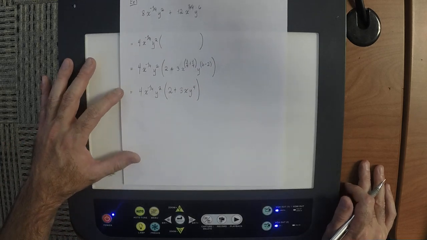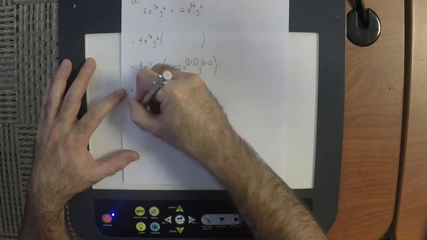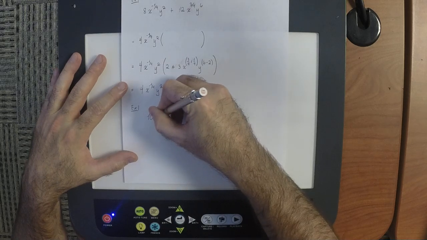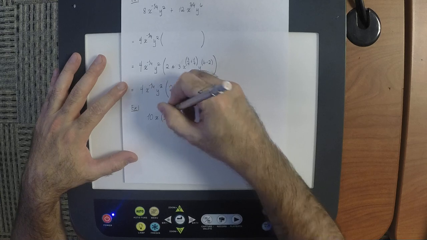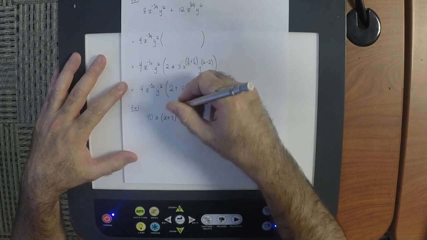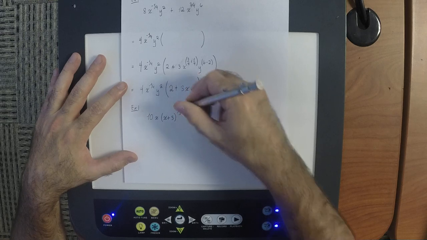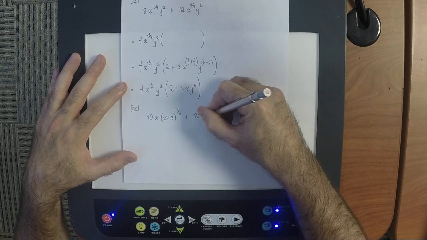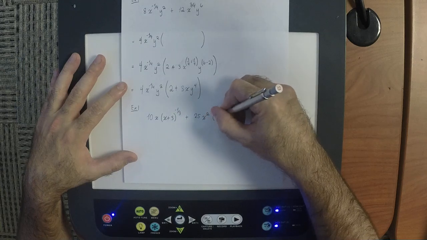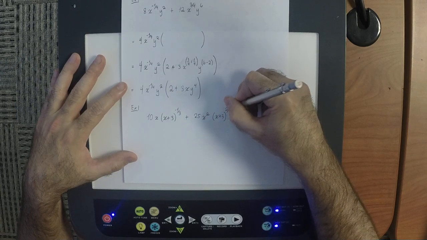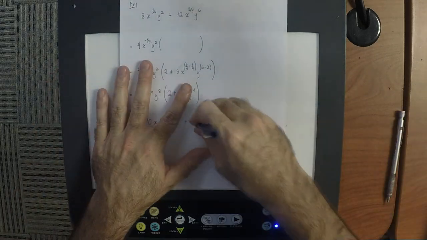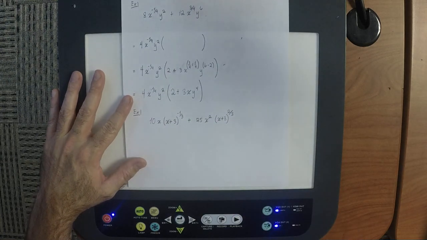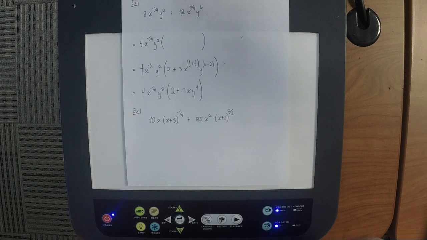Okay, the last variation on this theme is something like the following. How about 10 multiplied by x multiplied by x plus, I don't know, 3 to exponent -1/3, plus 25 multiplied by x squared multiplied by x plus 3 to exponent 2/3. Okay. Now, you might be kind of tempted.